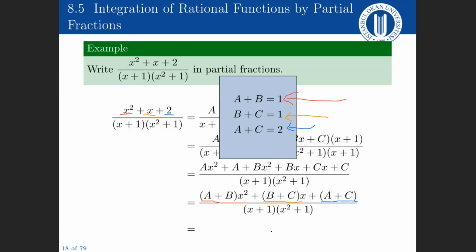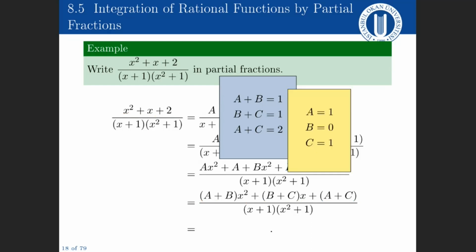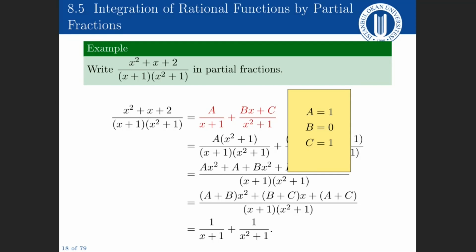Here's a simultaneous equation of 3 equations and 3 variables. When we solve this, we find that we must have that a is 1, b is equal to 0, and c is equal to 1. So then that gives us our answer. A must be 1, so that's 1 over x plus 1. B is equal to 0, c is equal to 1, so we have 1 over x squared plus 1. That is the answer to this problem.